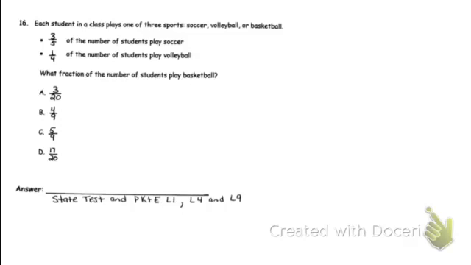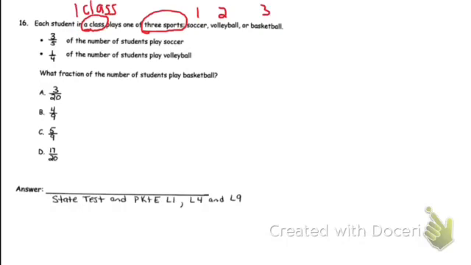So again, let me go back and see what I know. I know that there's a class. Well, how many classes are there? If it just says a class, that's actually one class, and that's going to be one whole class. What else do I know? Each student plays one of three different sports. I have soccer, which is sport 1, volleyball, which is sport 2, and basketball, which is sport 3.